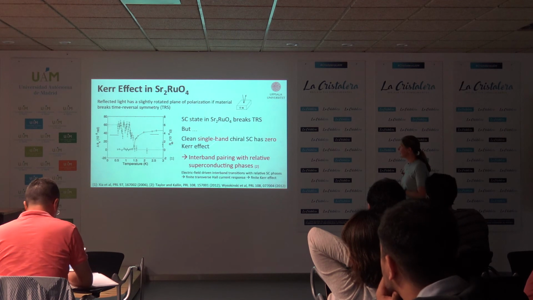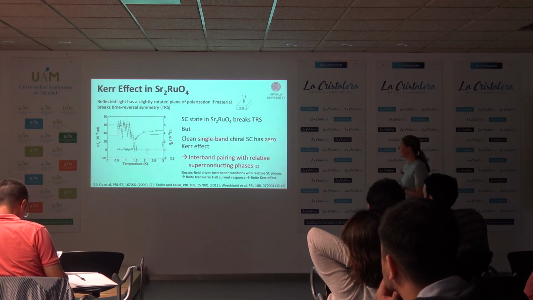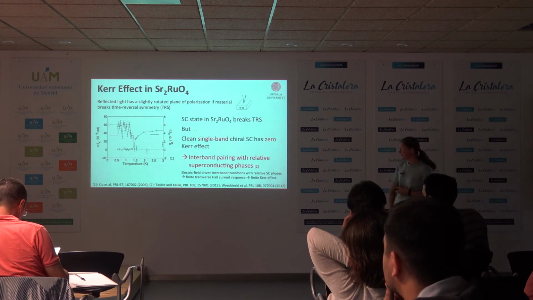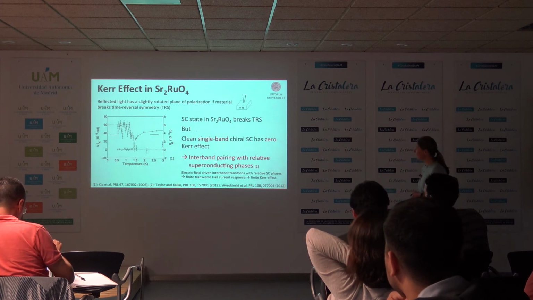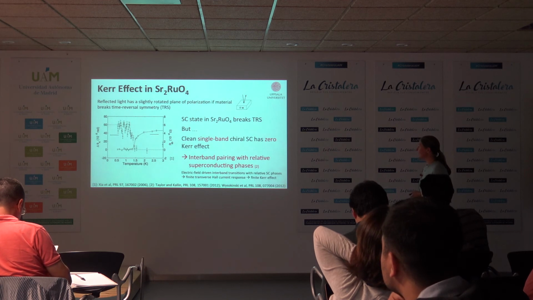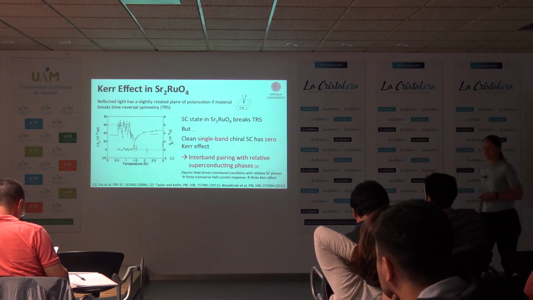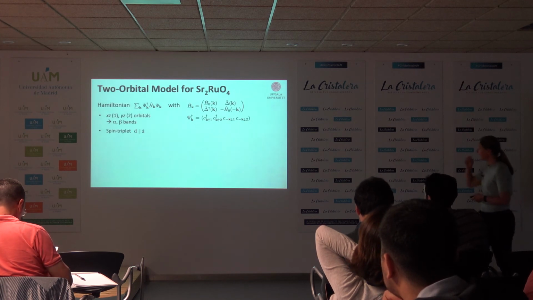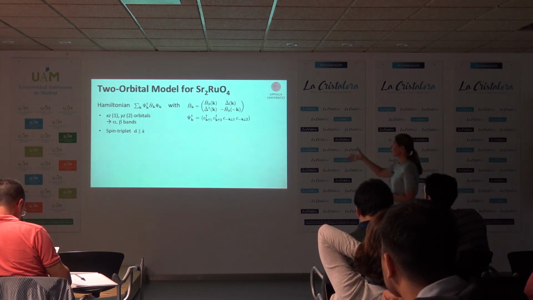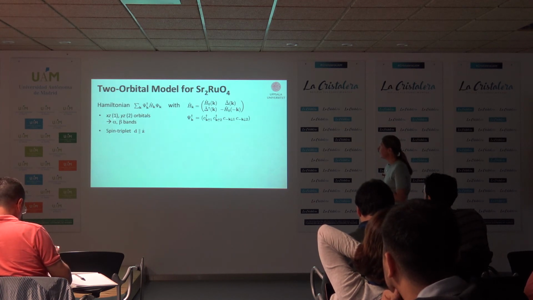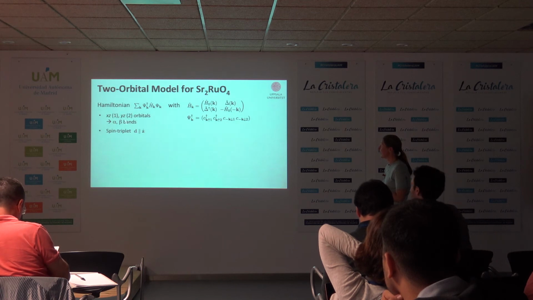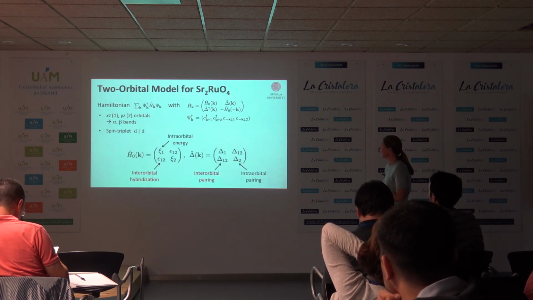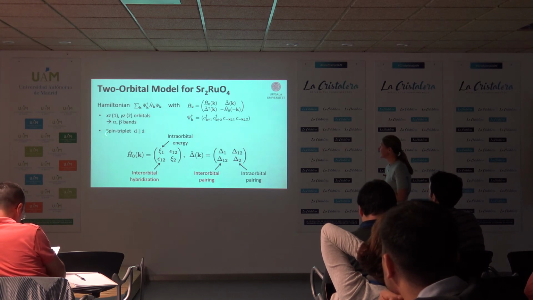But then later on it was shown that if you actually have a single band chiral superconductor, it will have a zero Kerr effect. And then people said, oops. But it turns out if you have interband pairing, when you have some relative superconducting phases, you still get a non-zero Kerr effect. This interband process is exactly the one I've been talking about. So what we did was put up a very simple model for Sr2RuO4 and see what we get. We used a two band model. We just took the XZ and YZ orbitals, forming the alpha and beta bands, and we assumed some pairing. As I said, this could be spin singlet too.